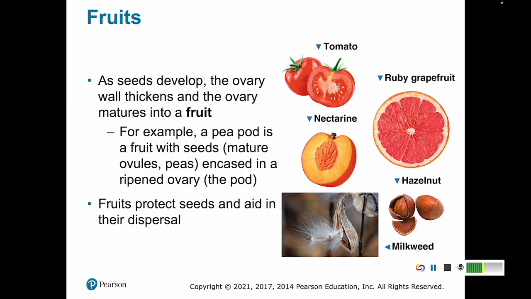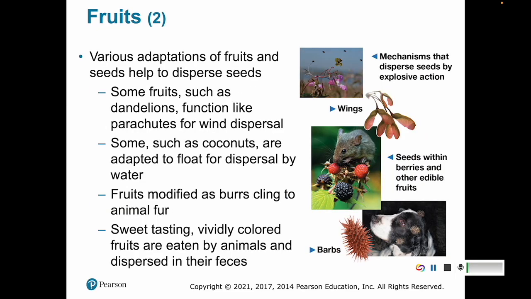Fruits are important to seeds because they protect the seeds and also aid in their dispersal. So it makes it more likely that an animal will pick up that fruit and pass it through their reproductive system, or that it can be passed on and survive the environment. There's different variations that we see in fruits and seeds that help disperse the seeds.